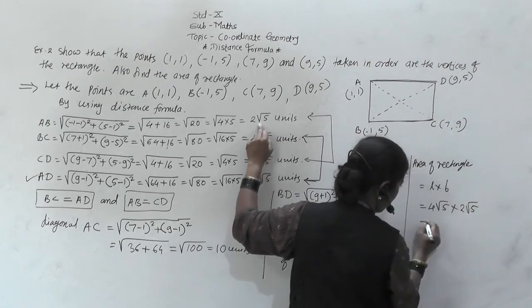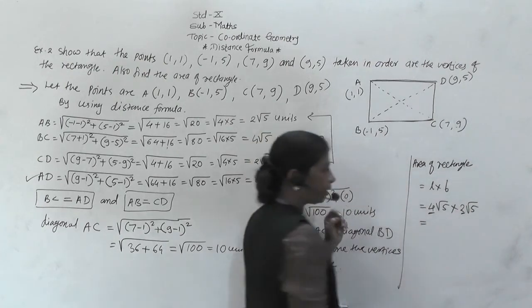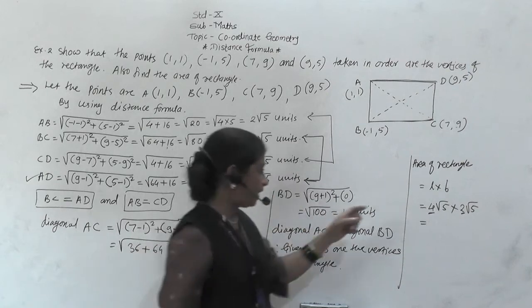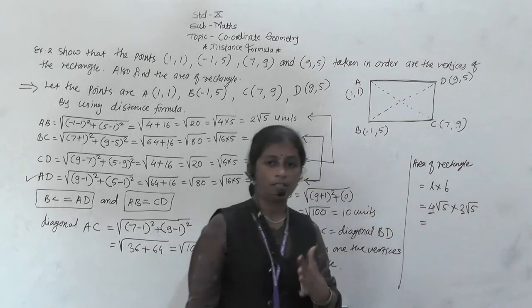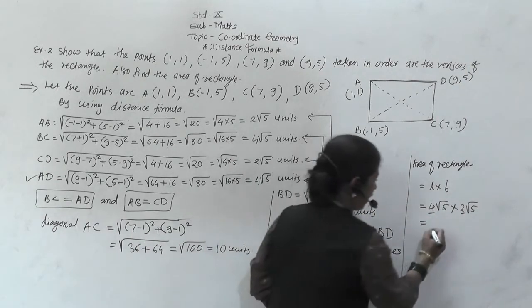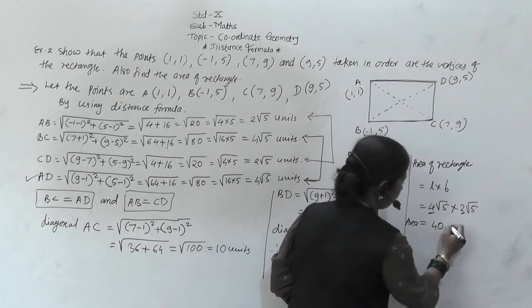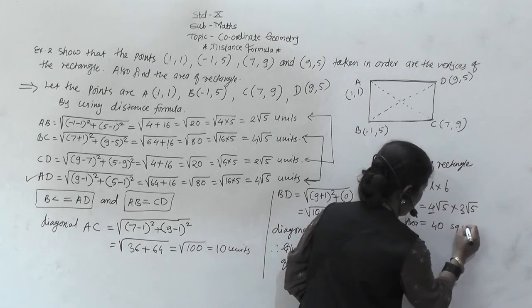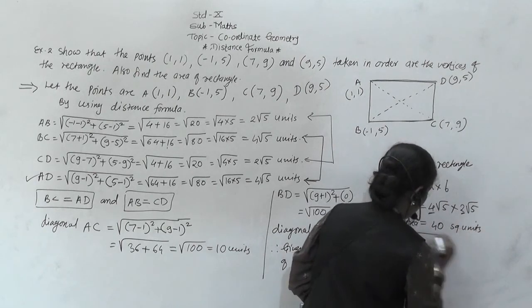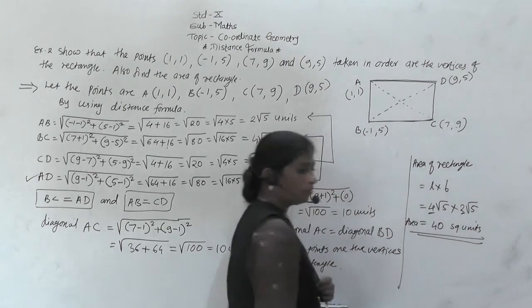Correct? 2 root 5. So here 4 multiplied by 2, 4 2s are 8, and root 5 into root 5 becomes 5. So 8 5s are 40. Right? So area of rectangle is 40 square units. Okay, this is the area of the rectangle.